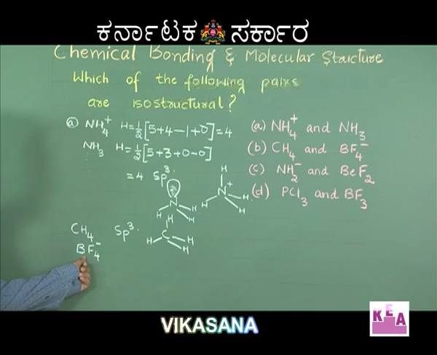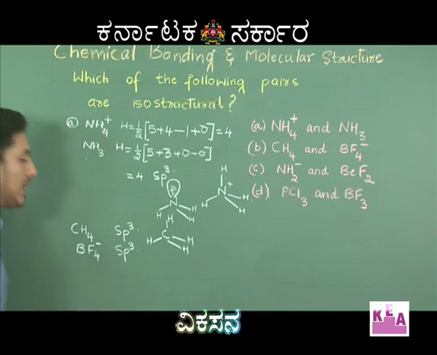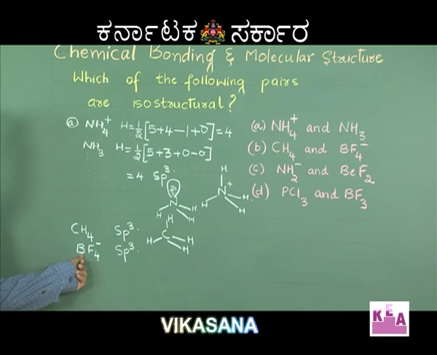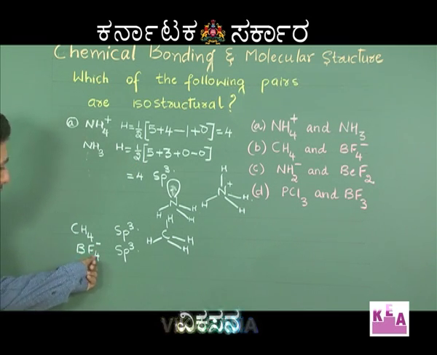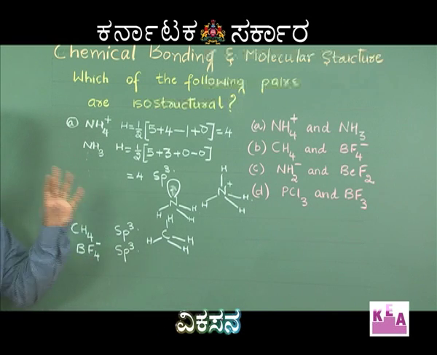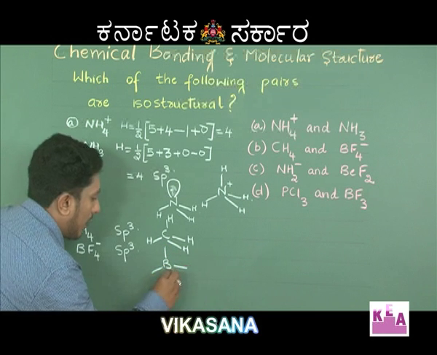Let's check BF4 minus. If you find the hybridization, boron in BF4 minus is sp3, because it is half of the valence electrons present with boron. Boron contains 3 valence electrons plus 4, 7, plus 1 because of the negative charge, you should add it. It will be 8 by 2, so it is sp3 hybridization. Boron is linked to 4 fluorine. That means all the 4 positions of boron are occupied by fluorine only. Hence, in BF4 minus, all the 4 positions are occupied by fluorine.